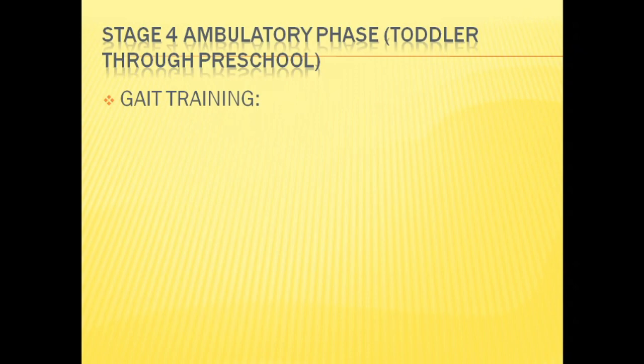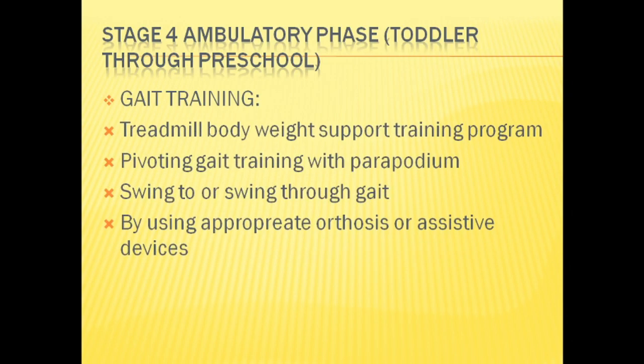Next is gait training. There are various methods for gait training, which you can use according to the child's capacity. So treadmill body weight support training program, pivoting gait training program with parapodium, swing to swing through gait. Then by using the appropriate orthosis or assistive devices, right?